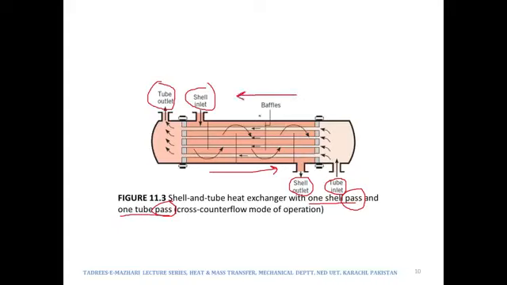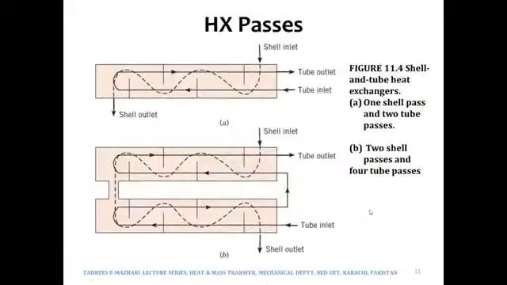The tube side fluid is flowing in the negative x-axis direction and is not changing its direction, and the shell side fluid is flowing in the positive x-axis direction, or it may be the other way around. But the thing is that the shell fluid does not change its direction and the tube fluid does not change its direction as well. This is what we call one pass. Now let's discuss passes in a little bit more detail.